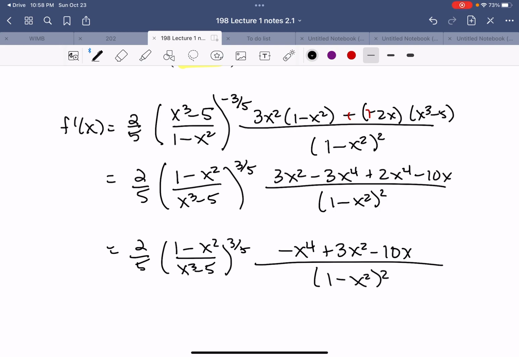And I'm going to leave my answer like that because that's pretty enough for me. And it's in a nice factored form. If you see that there's a 1 minus x squared with two different powers and you want to combine that, you can. But it's also totally acceptable to leave it just as it is.